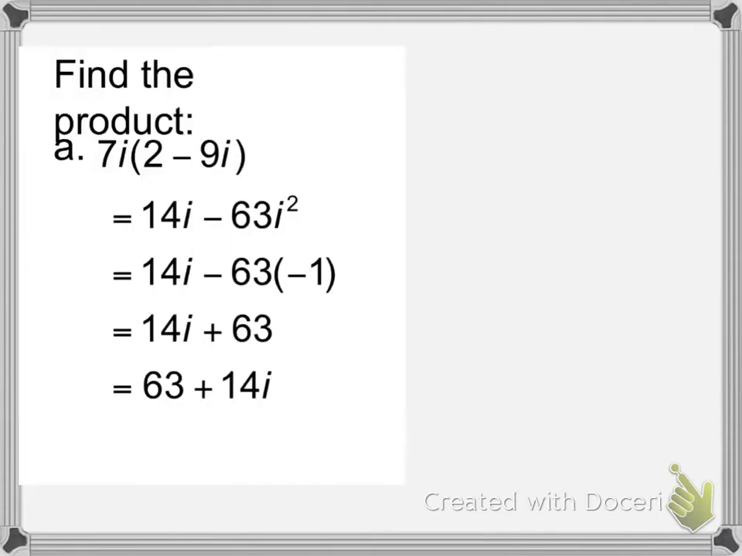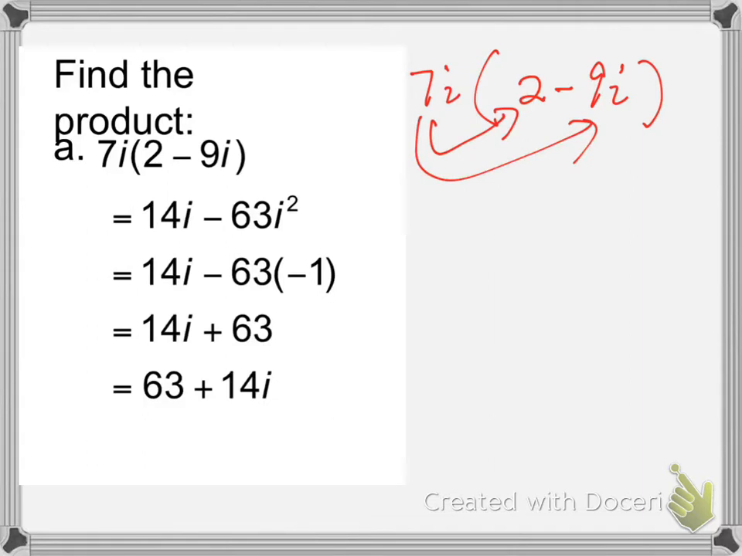Okay, so now this is an easy multiplication example. We have 7i, a complex number, times another one, 2 minus 9i. Each complex number has two parts. We just follow the distribution rule. So what are A and B for these two numbers?